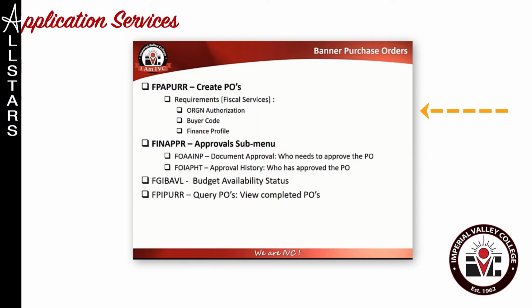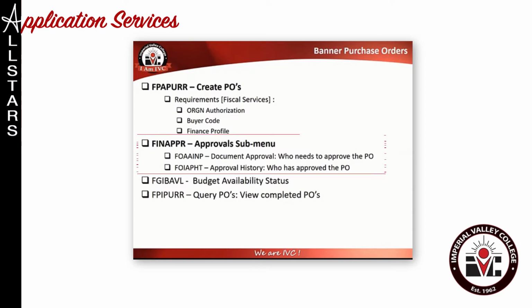One of those is you need to have org authorization. You need to be authorized for the org you're going to be using to create the PO, and that's done by fiscal services. Also, you need a user code. Again, that's fiscal services area, and it just defines a code assigned to your account to create the POs. You need a finance profile, and that's again something done in fiscal services.